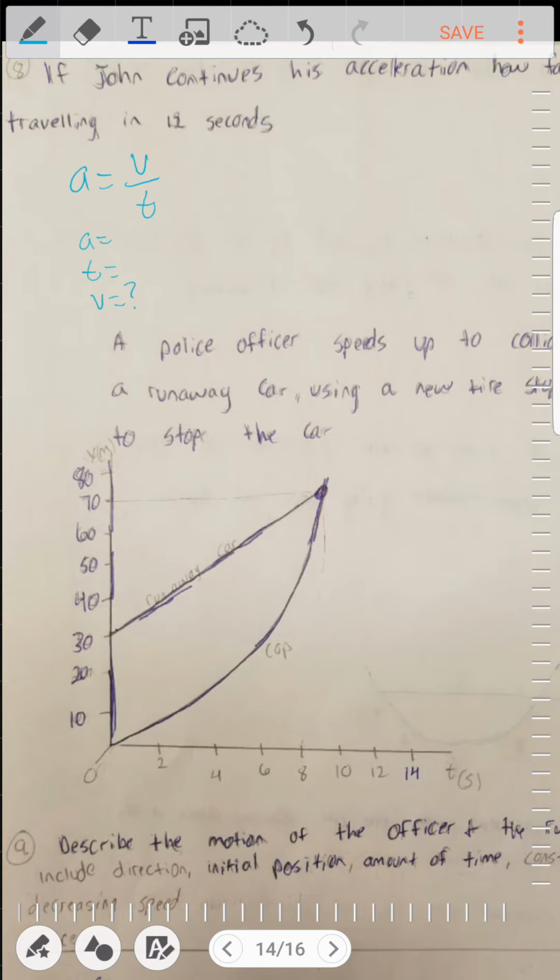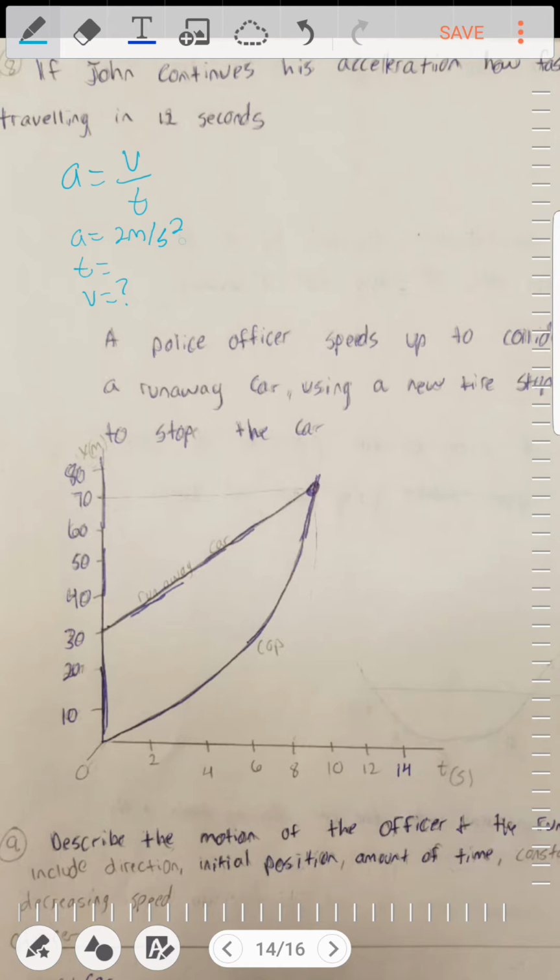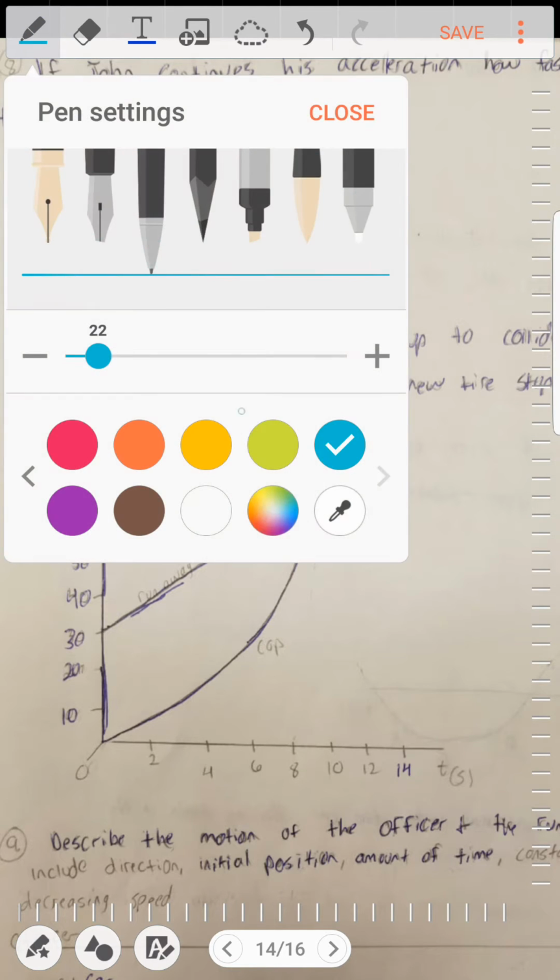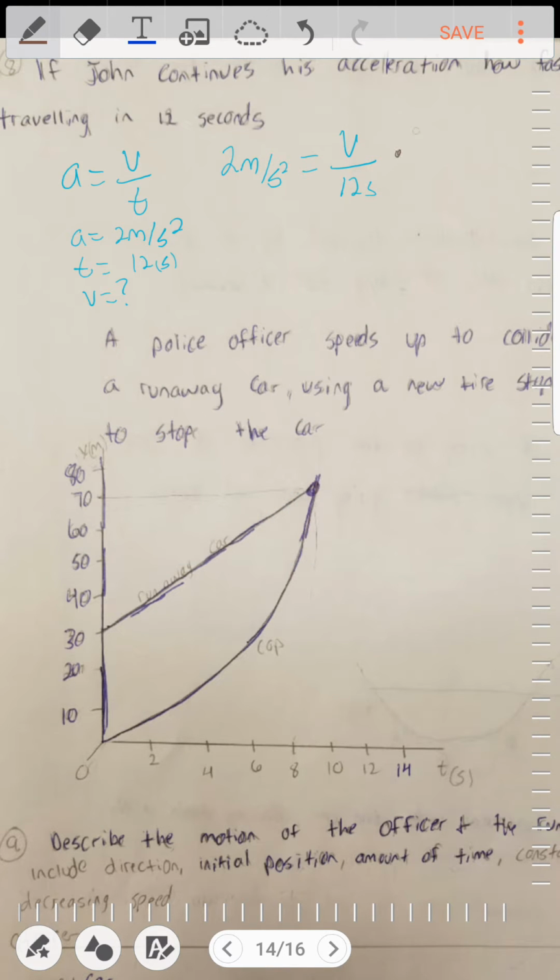This is the GUESS method, right? My acceleration was 2 meters per second squared. My time was 12 seconds from the problem. And I don't know my velocity. So let's plug it in. 2 meters per second squared equals V over 12 seconds. So what do I do? I do the order of operations. I isolate my variable. So times 12 seconds on one side and times 12 seconds on the other. A second is going to be left out. I'm going to be left with 24 meters for every 1 second. It's going to be my velocity. There it is. Be able to do that.